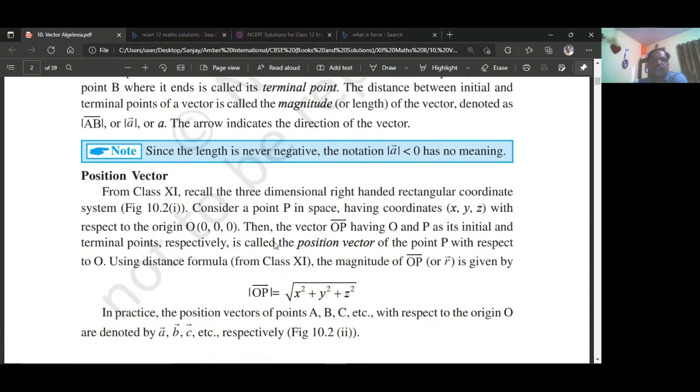The next term related to vectors is known as a position vector. We have studied in grade 11 the three-dimensional right-handed rectangular coordinate system. Using that concept, consider a point P in space having the coordinates x, y, z with respect to the origin, that is O(0, 0, 0).